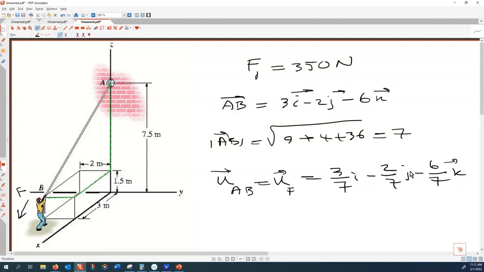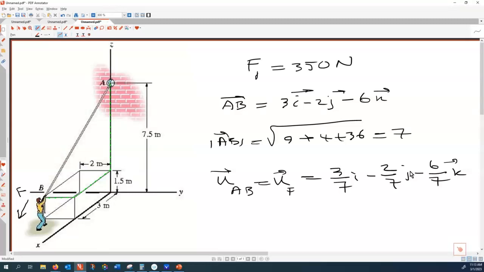F means force, the unit of force. The position vector is in meters, but the unit vector, like i, j, k, doesn't have a unit.